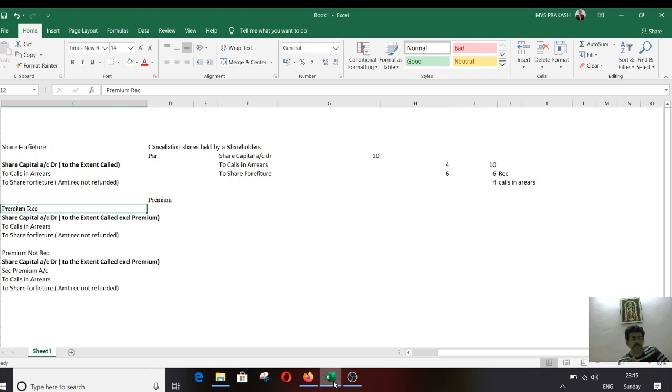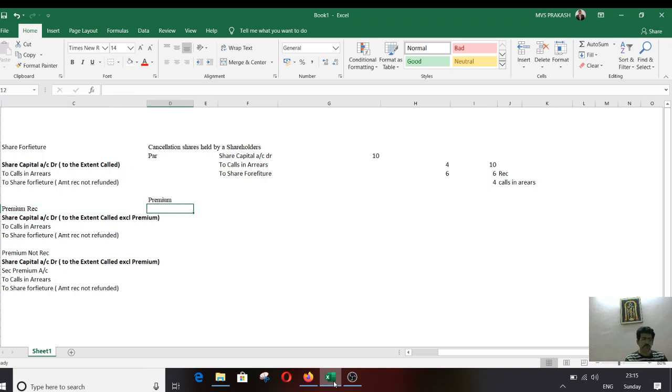That's the reason we have to be careful in every problem where forfeiture is involved. You have to observe whether the premium money is received. If premium money is received, the premium cannot be reversed. If premium money is not received, whatever entry was passed in accrued, that entire amount of premium can be reduced.